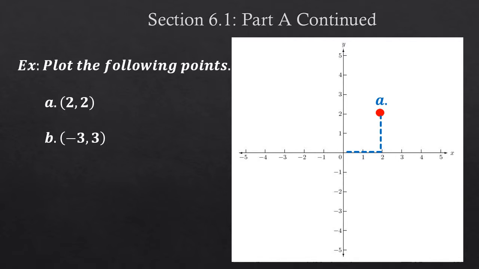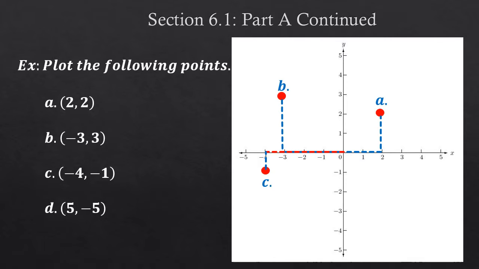Example B has a negative value for x, positive value for y. Therefore, we already know that that is in quadrant number 2. So we will go over from the origin to negative 3, and go straight up 3 units from there. And this is where B is. C. Negative 4, negative 1. We have a negative value for x and a negative value for y. Therefore, we know this is in quadrant number 3. So we'll start from the origin, and we will count over negative 4 units to the left and go down 1 unit from there. And this is where C is.